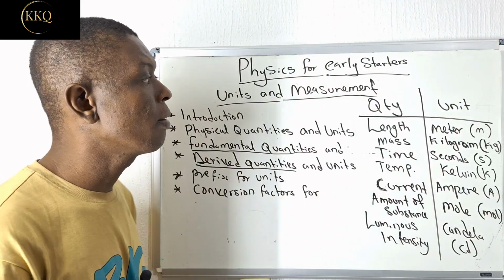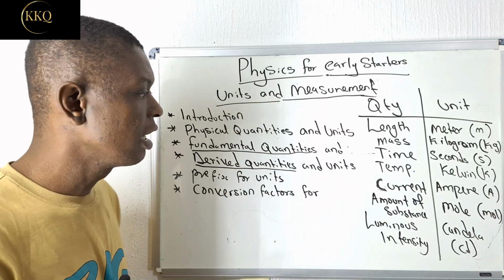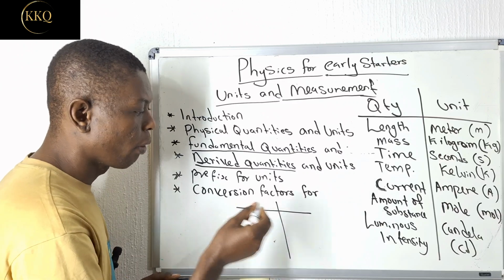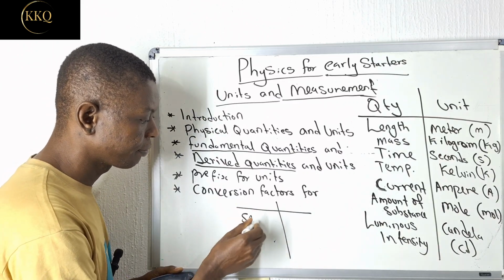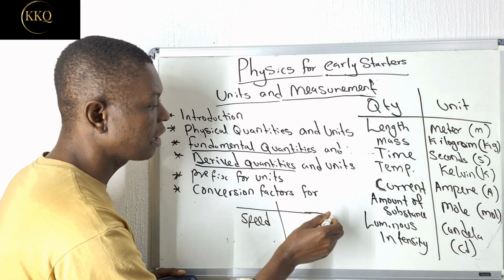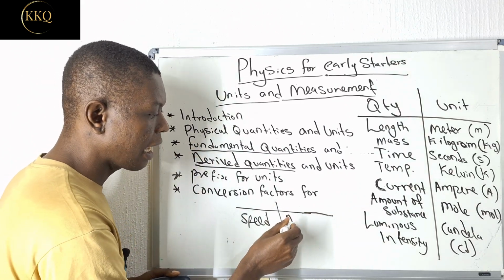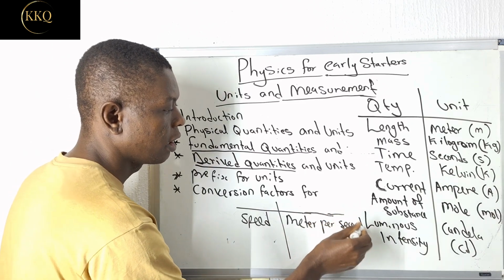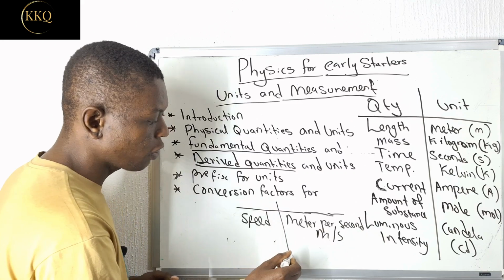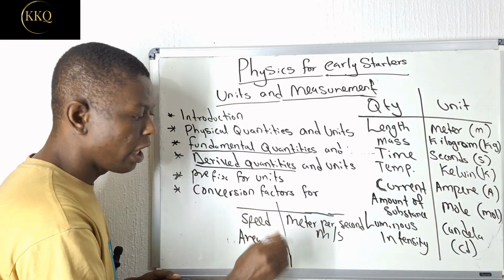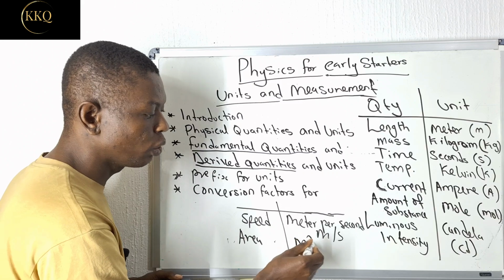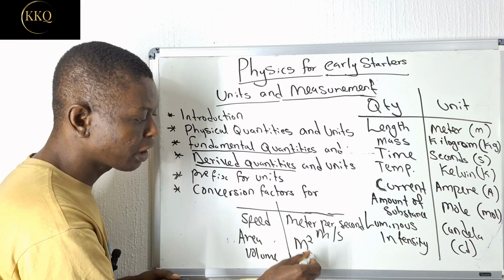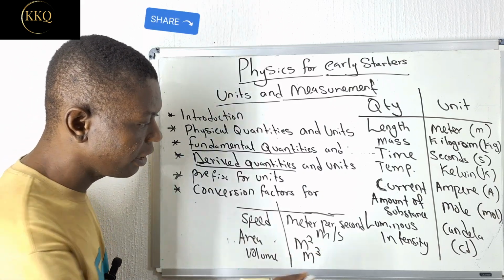Now, the derived quantities and derived units, I will just give you examples. Examples are something like speed, and the unit is what? It is meter per second. That is m/s. We also have things like area. Area is simply meter squared, that is meter multiplied by meter. We have volume. Volume is meter cubed.